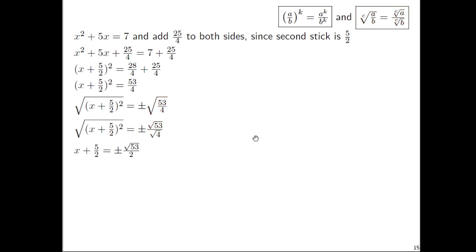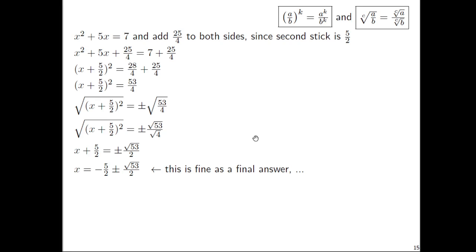And then on the left side, we can take care of the square root and the square, undoing each other. On the right side, the only change has been root 4 has been simplified to a 2. Root 53, nothing really happens to that. And then to solve for x, it says x plus 5/2, so we need to subtract 5/2 on both sides. So x equals negative 5/2 plus or minus root 53 over 2.